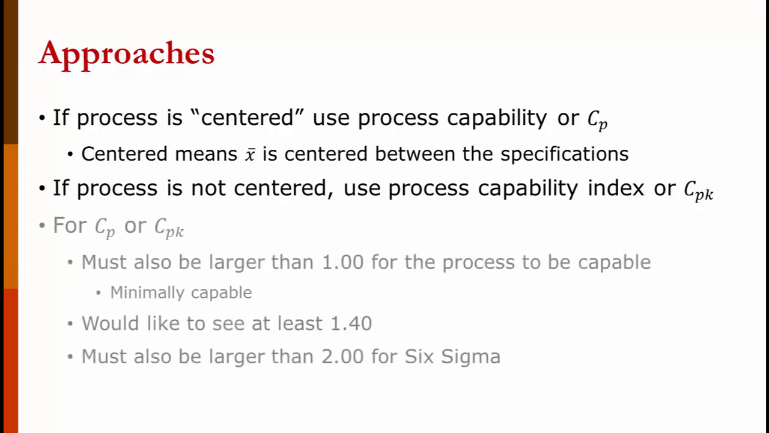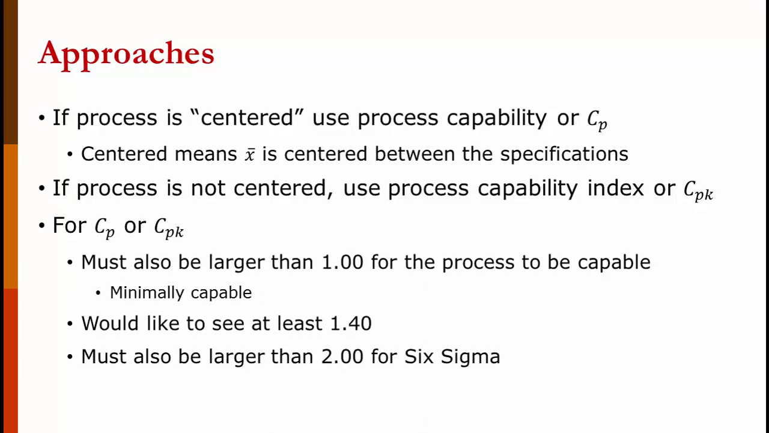A value for Cp or Cpk of 1.00 means that you are capable, barely capable. That's where the customer specifications exactly line up with the endpoints of the normal distribution, or technically the plus and minus 3 standard deviation units of the normal distribution. A value less than 1.00 means you're not capable. The more the value exceeds 1.00, the more capable you are. We'd really like to see it about 1.4 for most customers. If it's 2.00, then that's essentially Six Sigma.